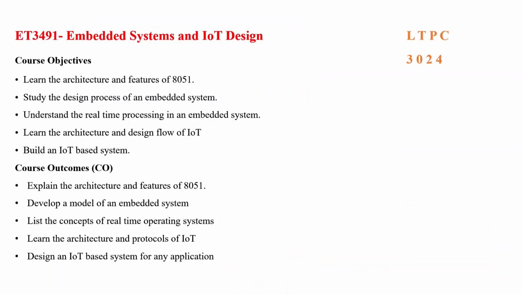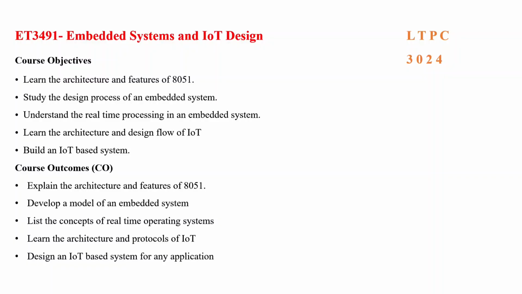The course outcomes and objectives are listed here. The first objective is to learn about the architecture and features of 8051. In the second, we study the design process of an embedded system. In the third, we understand the real-time processing of an embedded system. In the fourth, we learn about the architecture and design flow of IoT systems, and finally we are able to build an IoT based system.